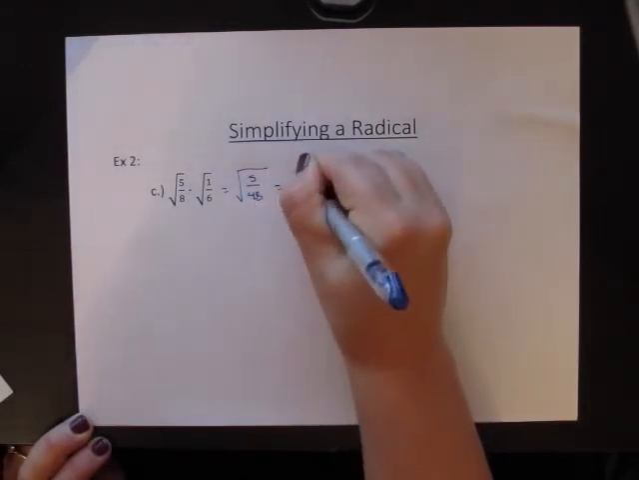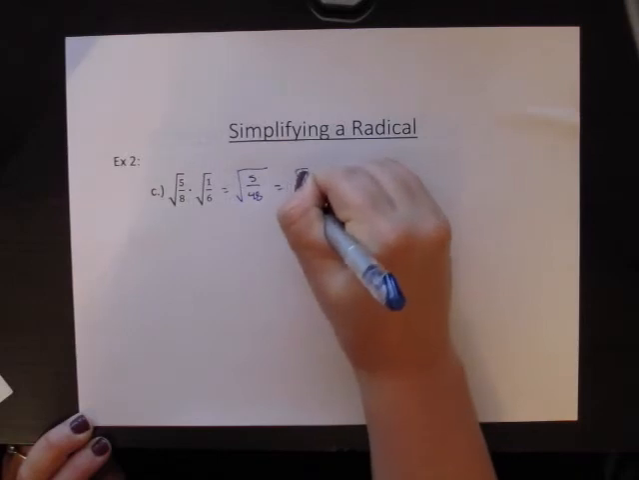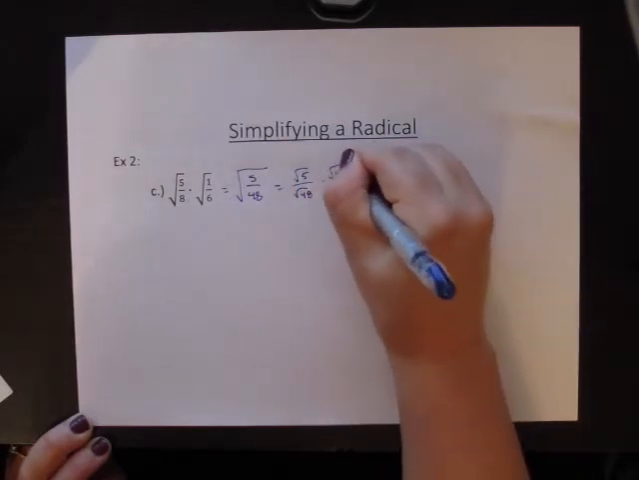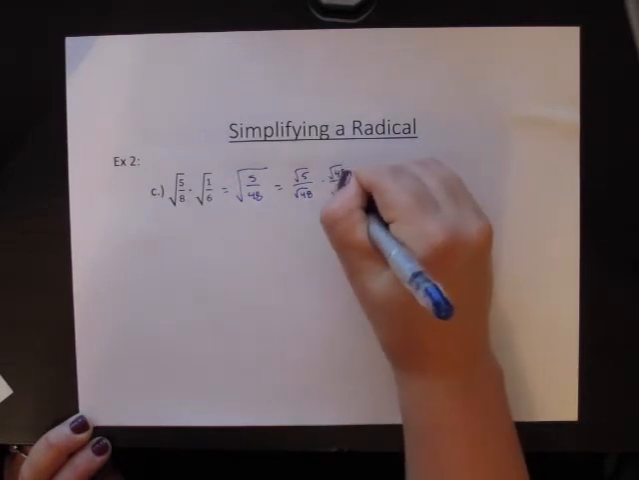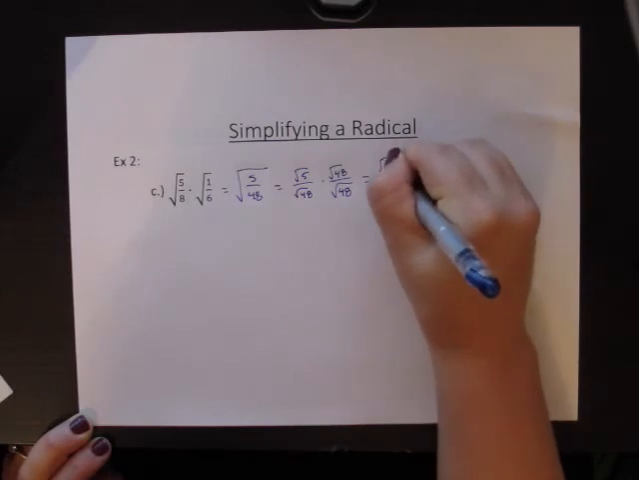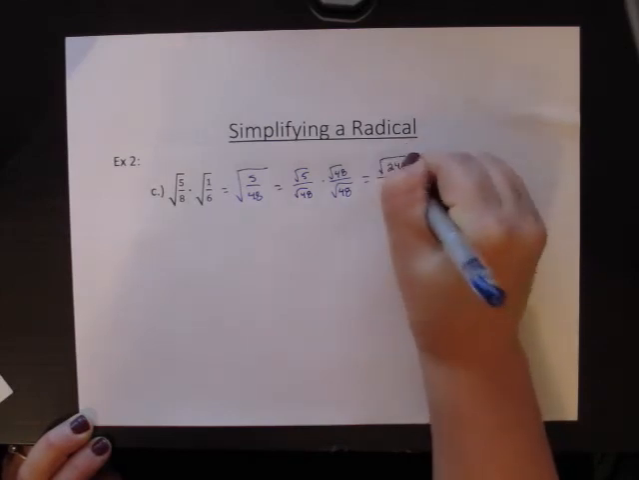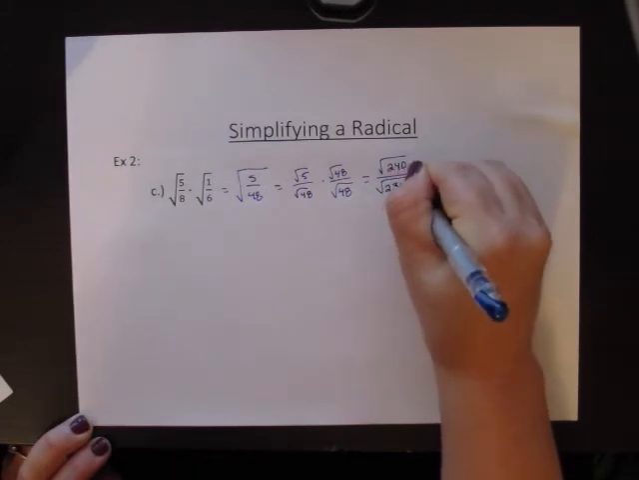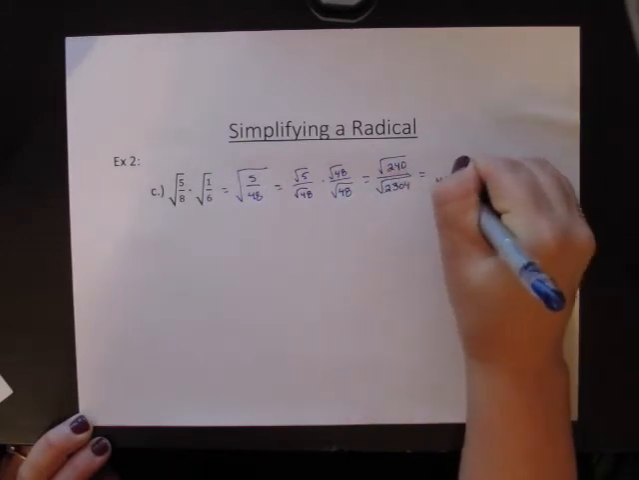Then I'm going to break it up, so I'm going to go square root of 5 over the square root of 48. Can't have a radical in the denominator, so we're going to multiply by 1. So that's square root of 48 over the square root of 48. Multiply straight across, so that would be the square root of 240 over the square root of 2,304, which is a perfect square of 48.